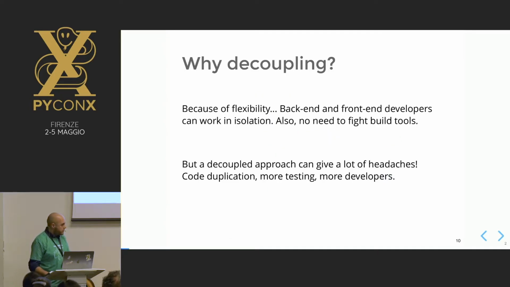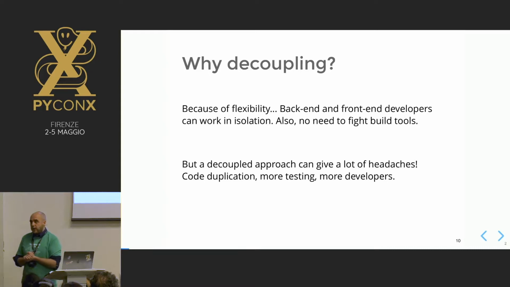So why you may want to decouple? Because decoupling can give you a lot of flexibility. Most of the projects I work on have a backend team and a front-end team. So the front-end developers can work in isolation from the backend. I don't know if this is the right thing to do sometimes, but also there is no need to fight build tools, and we will see what that means later. So decoupling gives you a lot of flexibility, but can give you a lot of problems too.